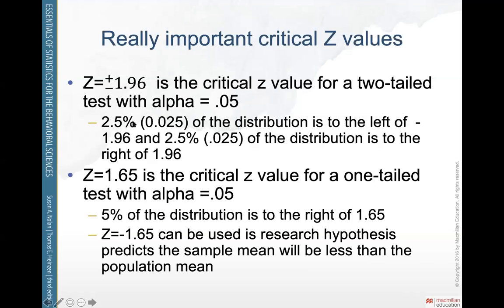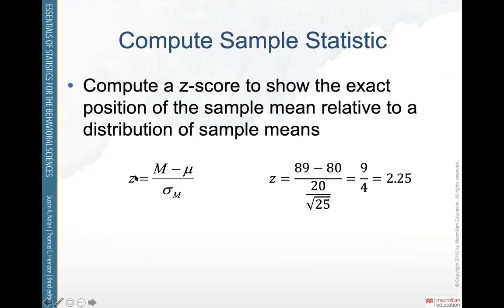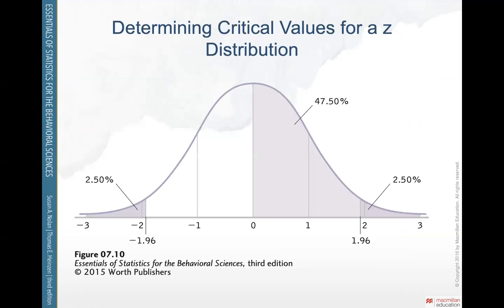Okay, so let's just go through the problem that we did last time. Here's where we did our work. We're going to calculate the z-score that corresponds to our sample mean of 89. What we want to know is whether the z-score of 89 is in the critical region or not.